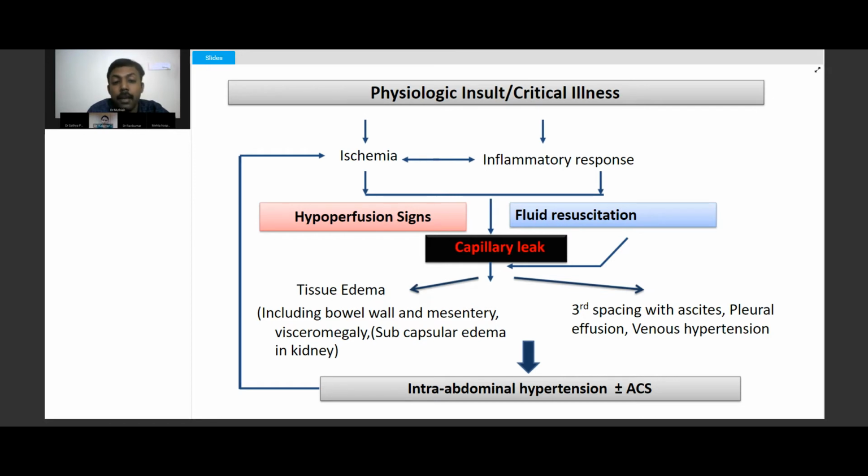And this is clinically seen as more hypoperfusion, more ventilation problems, more hypoxia, leading to more ischemia. And this is a vicious cycle which goes on and on unless we do something about it. So this is the overview.